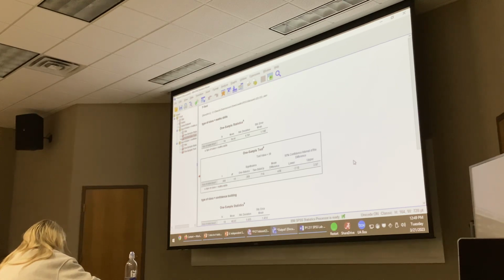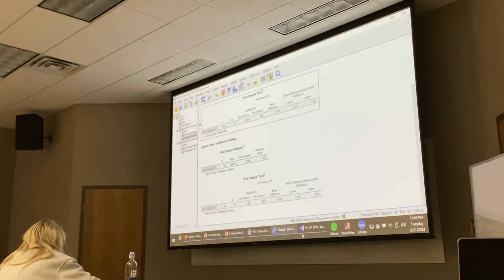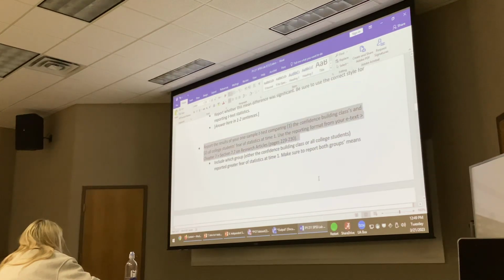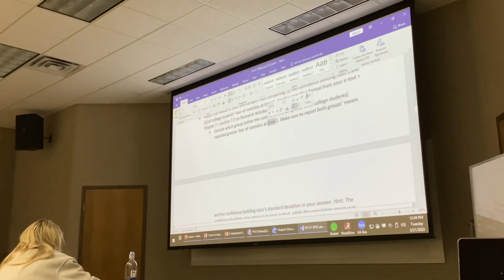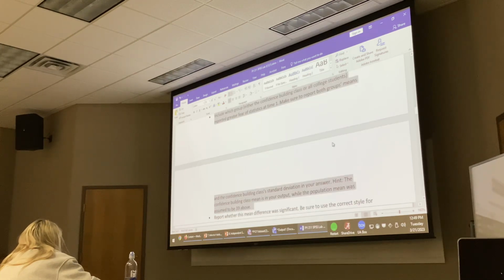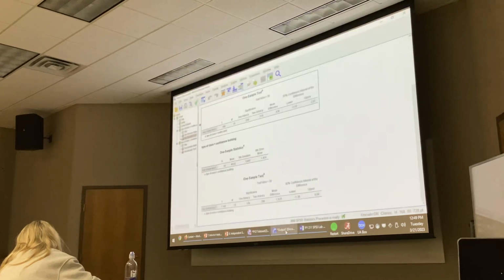Okay. So this is the next one sample t-test. This is the one comparing confidence building classes, fear of statistics at time 1, to college students' fear of stats in general, okay? And again, I tried to give you lots of hints, make sure you report group mean and standard deviation. The population mean was assumed to be 39 above. That information was really right here, test value equals 39. Basically, this one is asking, is our sample mean of 40.63 statistically significantly different than the known population mean of 39? Is there a statistically significant difference?